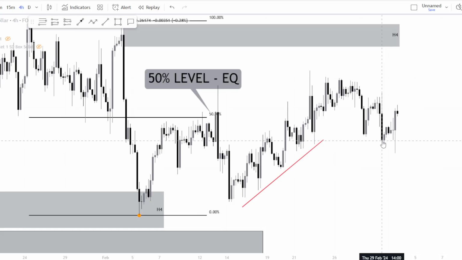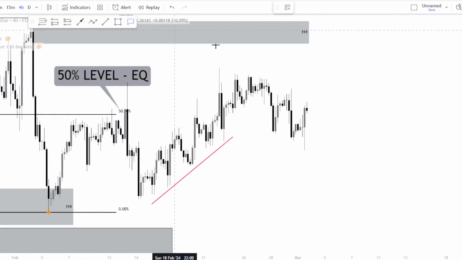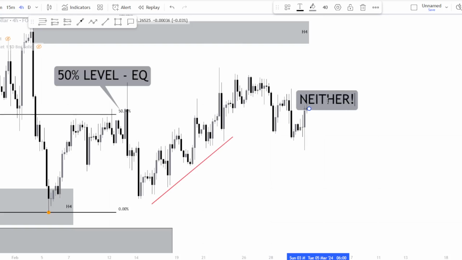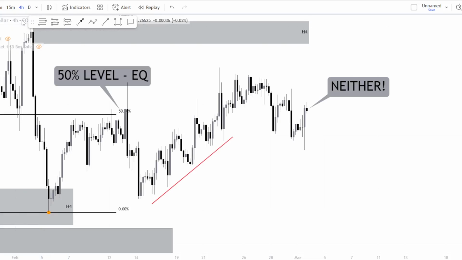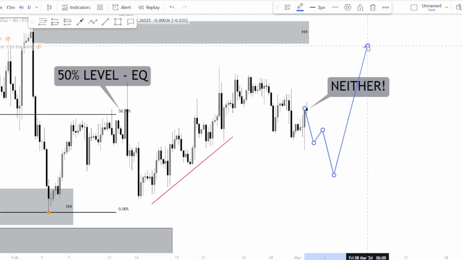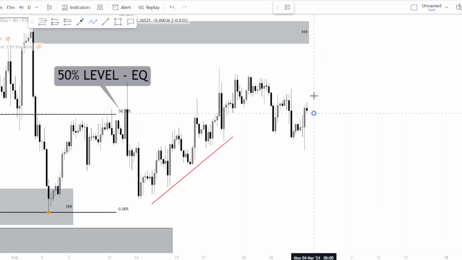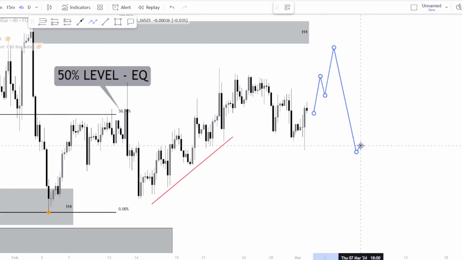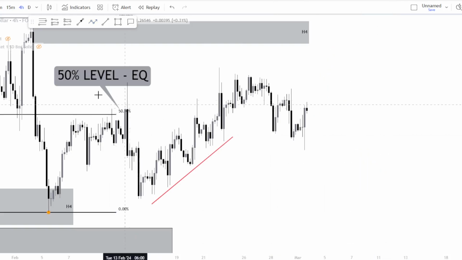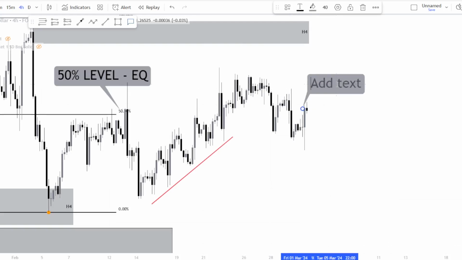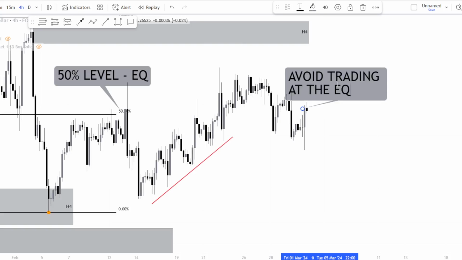Now, what should we do when price is near the EQ? Price is pretty much at the EQ. So what should we do? Should we buy or should we sell? Well, the answer is neither. You want to wait for price to get into a solid discount, right? Sweeping some buy side liquidity before buying, or you want to wait for price to get to a firm premium before potential sells. You don't want to be trading in the middle. You don't want to be trading in the EQ. This is a good way to avoid losses. Avoid trading at the EQ, right?